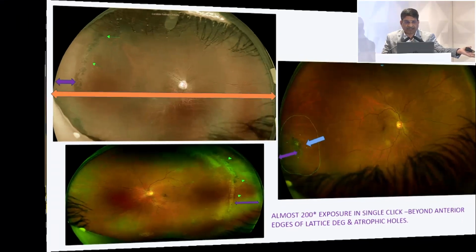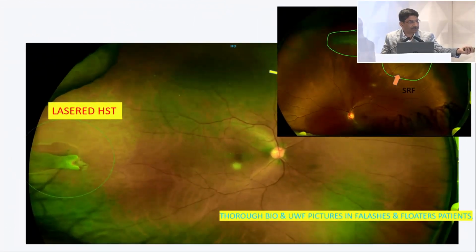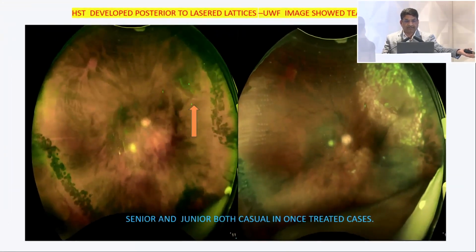It is seen completely. Here also you can see the horseshoe tear was treated properly. It was in the extreme periphery. The lattice with subretinal fluid, that is subclinical RD, was picked up, and you can convince the patient very much. In those cases where you have already done 360-degree treatment, whether you are senior or junior, subsequently your examination is casual because you yourself have treated it.